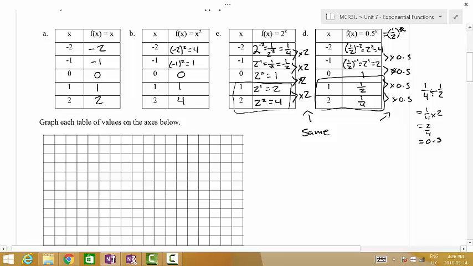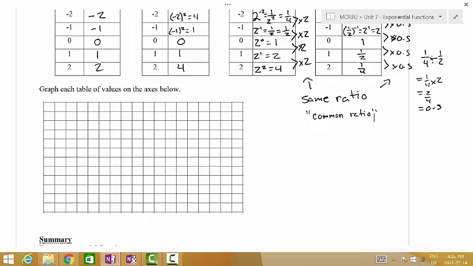So we say that these have the same ratio, or in other words, they have a common ratio. And if that's the case, that is the check. If you ever have a table of values, that's the check you can do to see if something is exponential. Look for that common ratio, and if they're the same for every single one, then your table of values represents an exponential function.